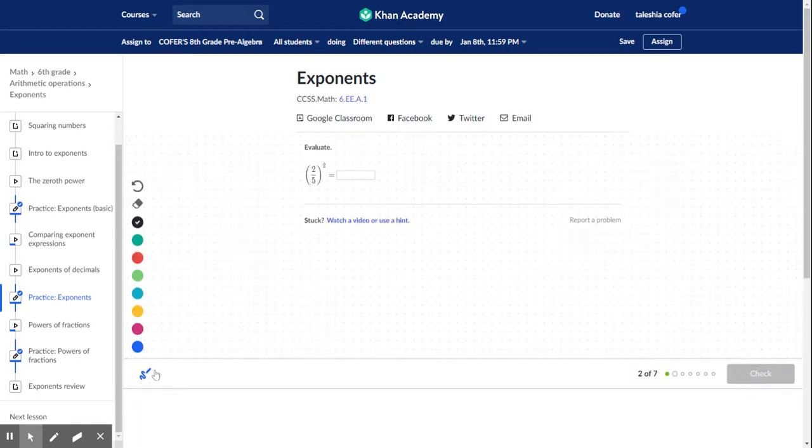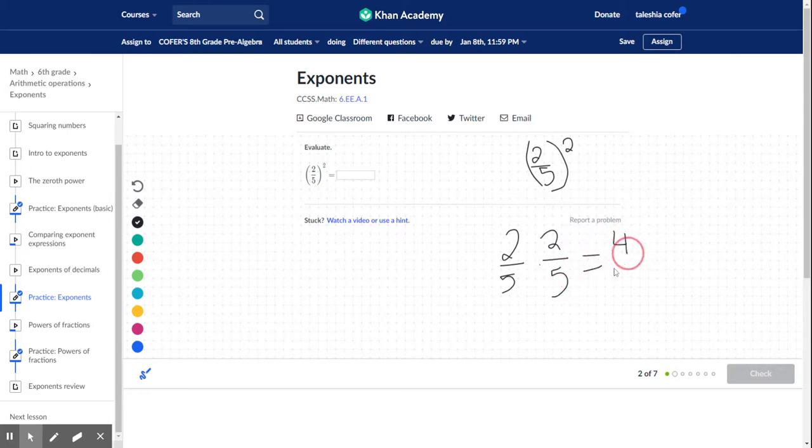On this one, when we are raising exponents to a power, we just multiply straight across. This is saying 2/5 squared, which is 2/5 times 2/5. I multiply straight across. 2 times 2 gives me a 4, and 5 times 5 gives me a 25. So my answer is 4/25.